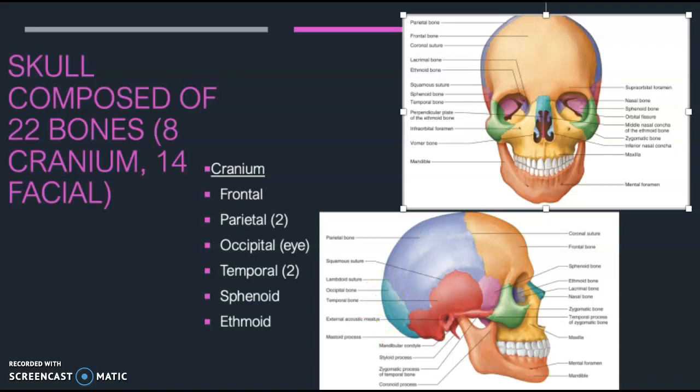The temporal as well is on the side, so you can't see it on the first one. You have to look at the bottom one. It's the red part. The sphenoid is in the eye, as well as the ethmoid. It's located in the eye.